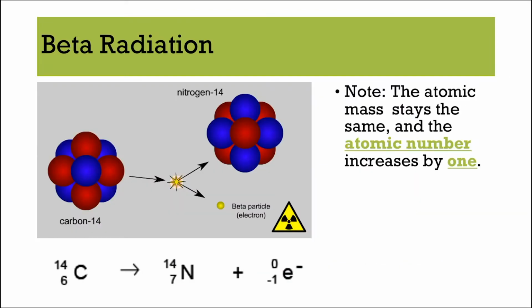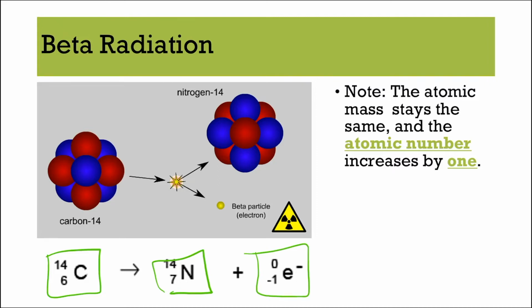Before I move on, the next slide goes into beta radiation in more detail. Again, you see this carbon 14 breaking down into a form of nitrogen and releasing that beta particle. Again, you'll see that this is balanced.